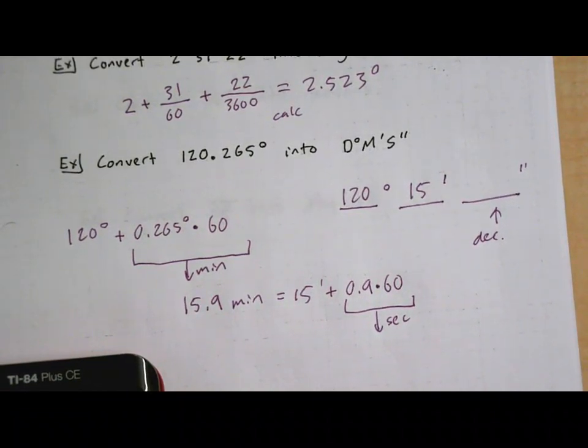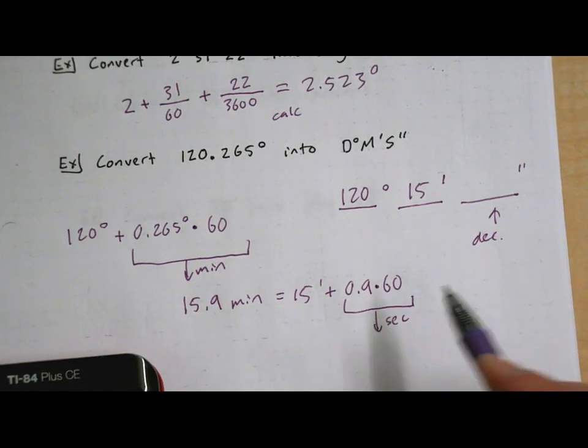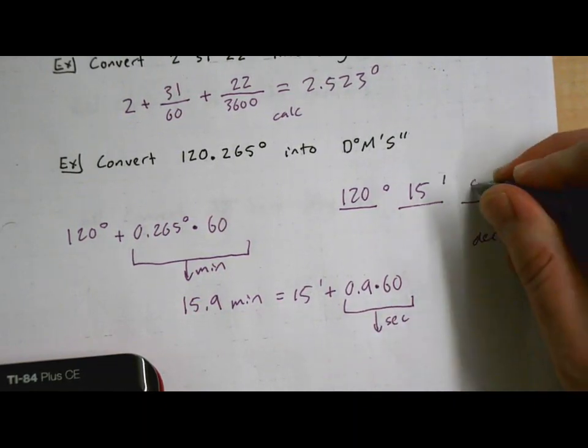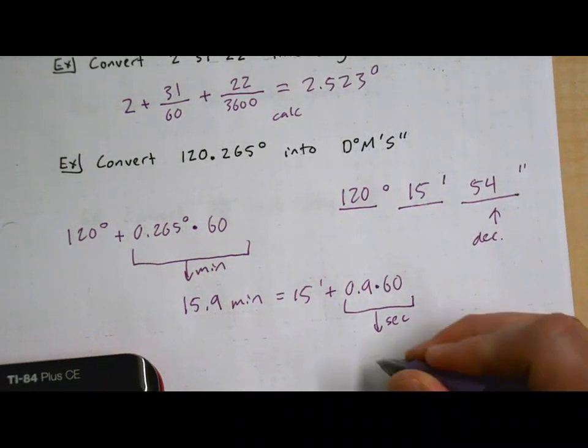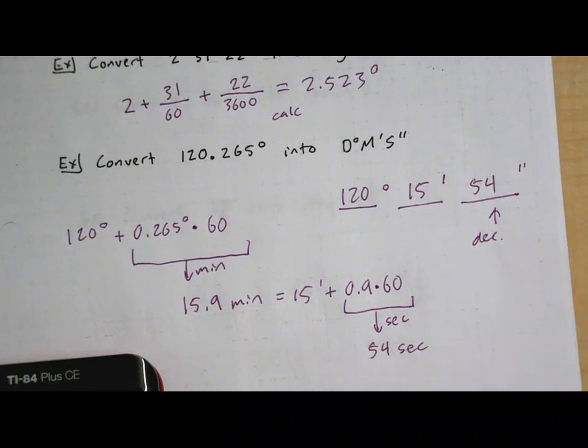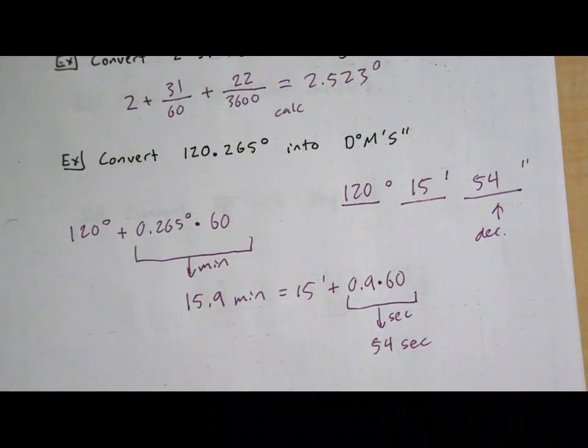hopefully we don't need a calculator for that. What's 9 times 6? 54. Do you think it's 54 or do you think it's 5.4? 0.9 times 60? 54. On the dot. All right. So you're going to have several problems in your assignment where you're going to be converting between these two things. Just come back to these examples and follow the same steps. This is pretty cookie cutter, step-by-step math. Any questions before we move on?